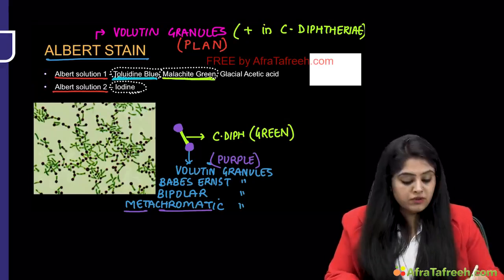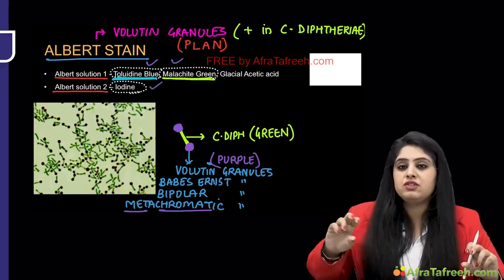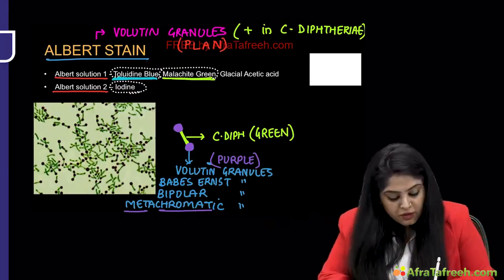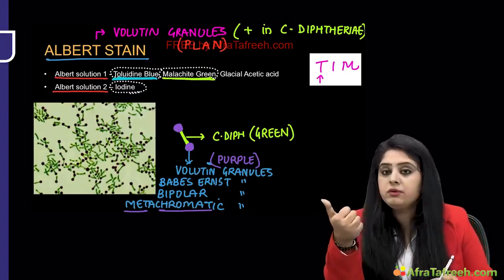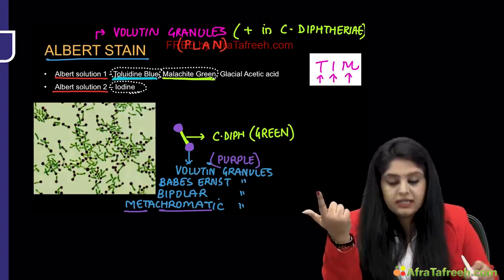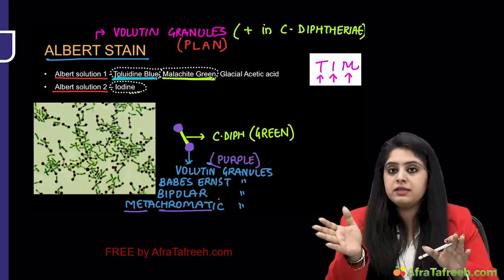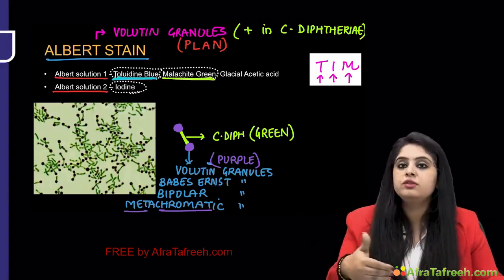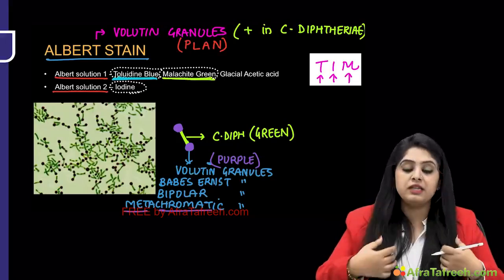Sometimes you might get a question where all these things are written separately. You have one bottle of toluidine blue, one bottle of malachite green, one bottle of iodine. In that situation, follow the mnemonic TIM. First, what will you add? Toluidine blue, then iodine, and then malachite green. So just in case they are split up, you use the mnemonic TIM. If they are given as Albert 1 and Albert 2, no doubt you put the first and then the second one.